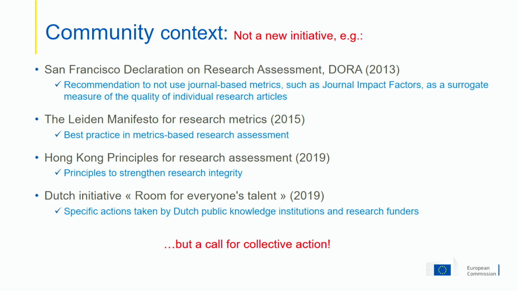Most of you will be familiar with the DORA declaration that has been very successful, and that simply, to me, indicates that the community at large agrees with what is said there, that you shouldn't use GIF as a surrogate measure of quality. There is also the Leiden Manifesto for Research Metrics. There is the Hong Kong Principles for Research Assessment, and there is also, and I guess that the next speaker, Professor Boselie, may mention or explain a bit the Dutch initiative, Room for Everyone's Talent, which is a more concrete initiative to actually change things.